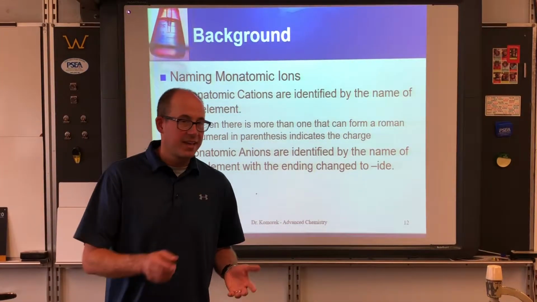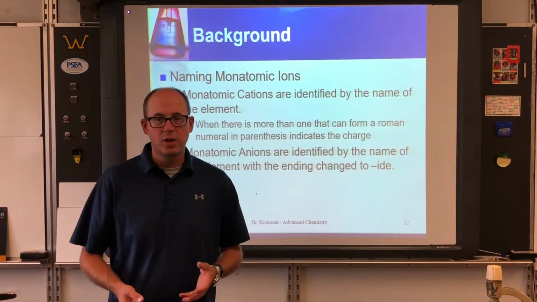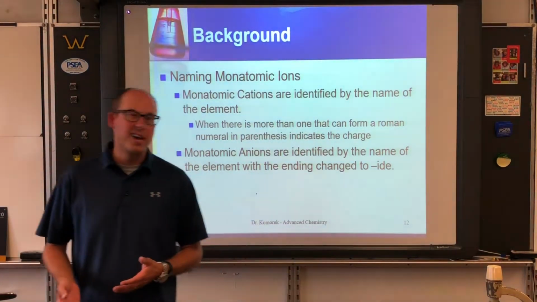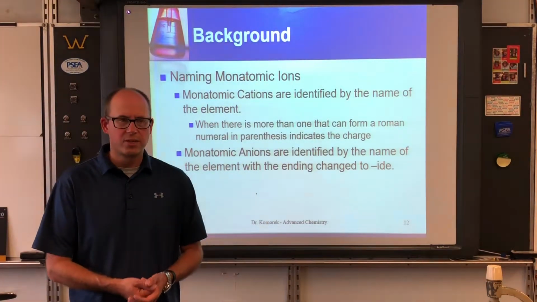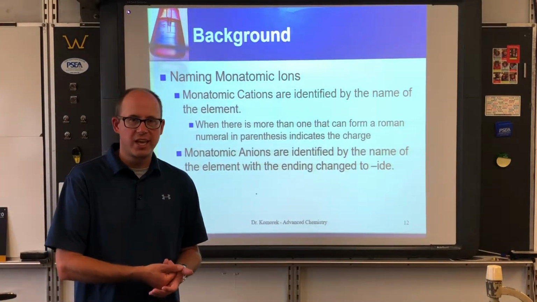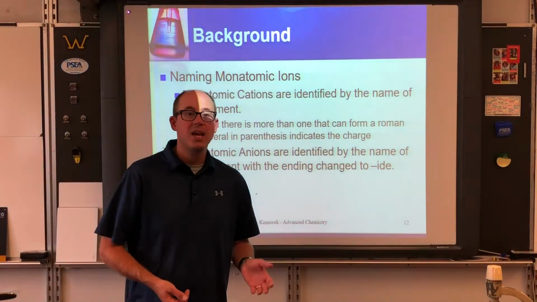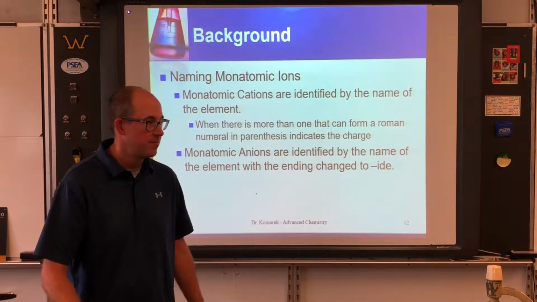The monatomic anions are a little bit different. If they gain electrons to become a negative ion, we change the ending of the name of the element to "ide." For example, when oxygen gains 2 electrons, it becomes oxide. When nitrogen gains 3 electrons, it becomes nitride. Or fluorine gains an electron, it becomes fluoride.